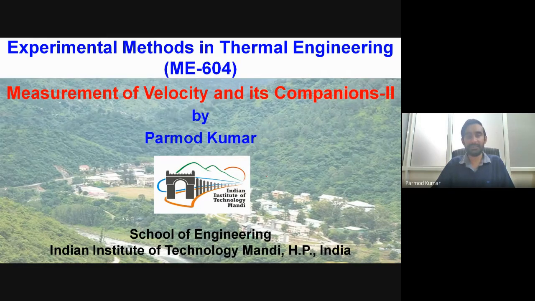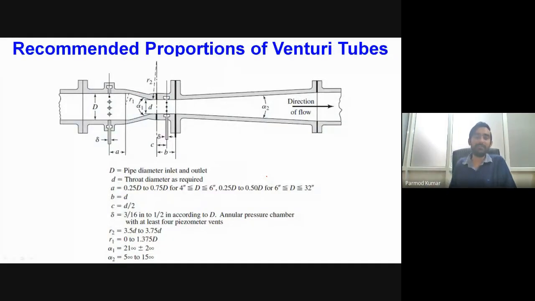In our previous lecture, we started discussion on the measurement of velocity and its companions, and in particular, we discussed the obstruction-based flow measurement technique. In particular, we talked about venturimeter, flow nozzles, and orifice meters. So today I will continue our discussion on the measurement of flow.